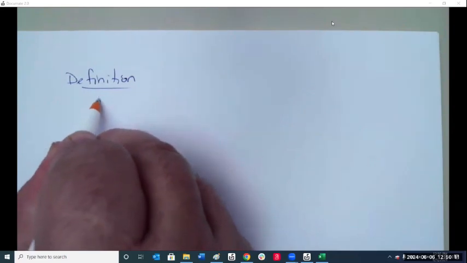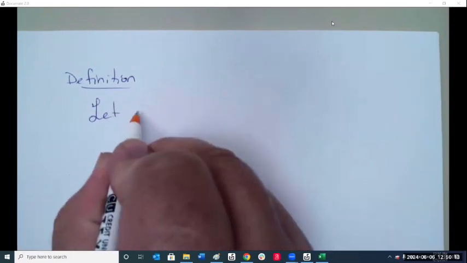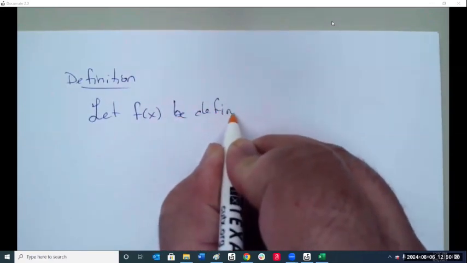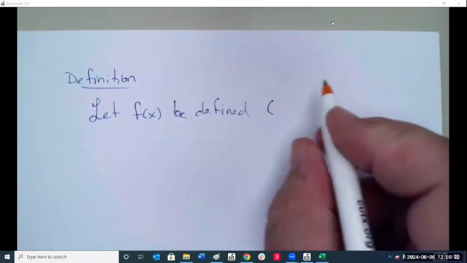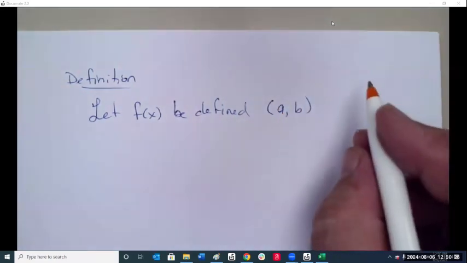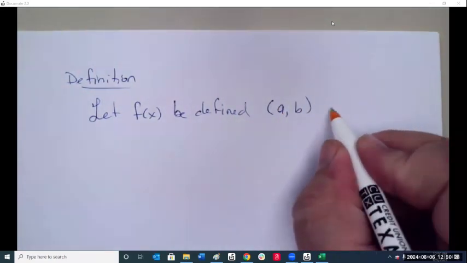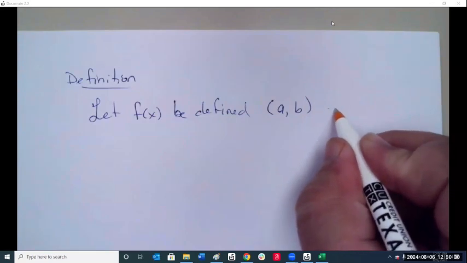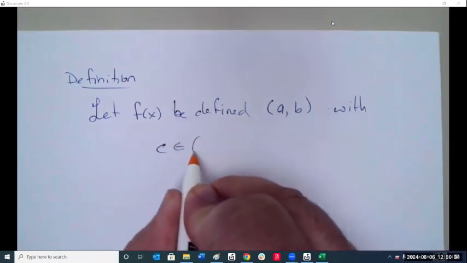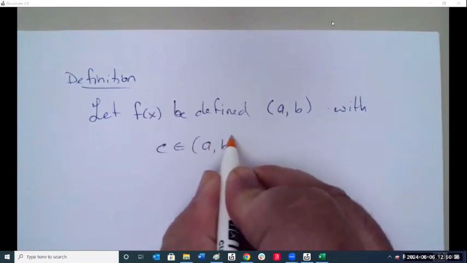Okay, definition of limit. Let a function f of x be a function that's defined on some open interval a, b, with c being an element inside that interval.